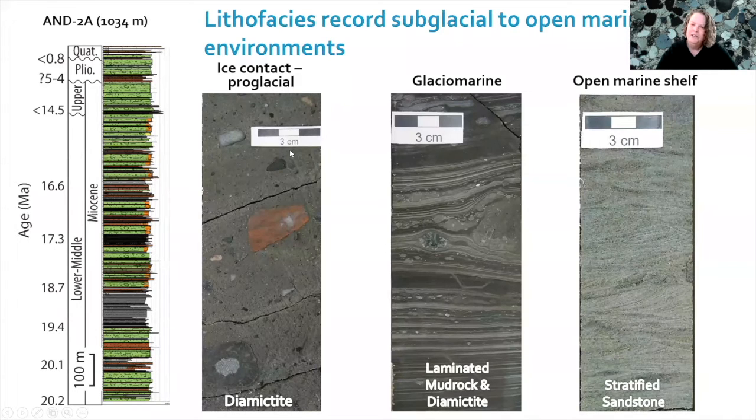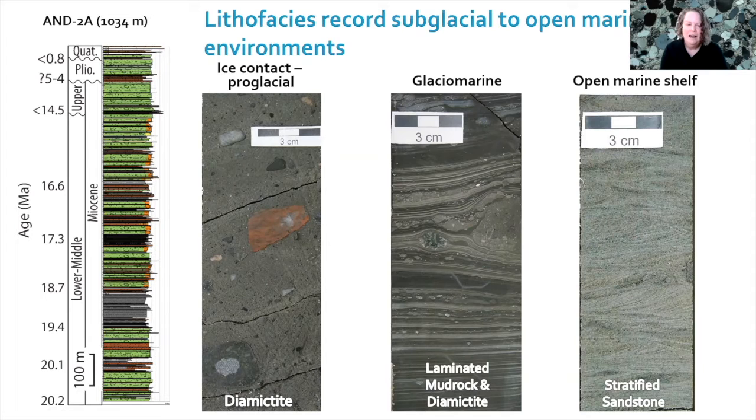This slide here shows a graphic log on the left of the ANDRILL 2A core, which reached down to about 1,034 meters below the seafloor, along with a few examples of the lithofacies that were recovered in this core. And similar lithofacies have been recovered in all of the drill cores drilled in this area. The succession is dominated by diamicton, which is not too surprising, and that's represented here in green.